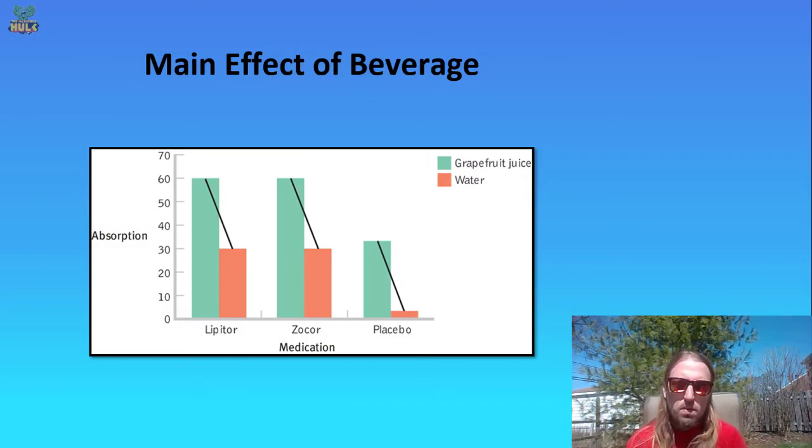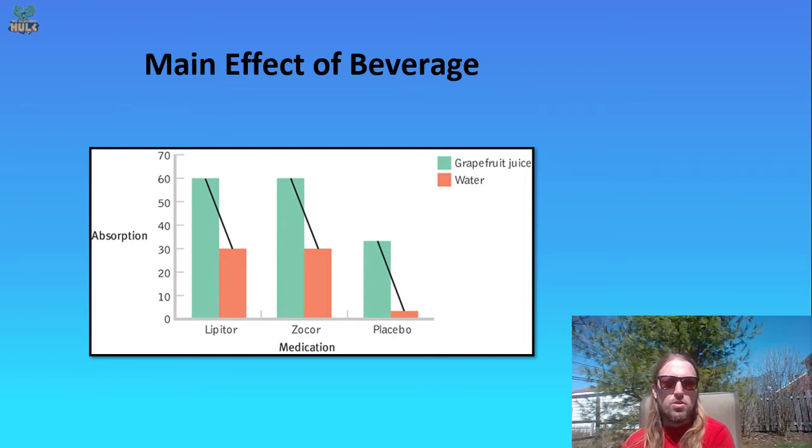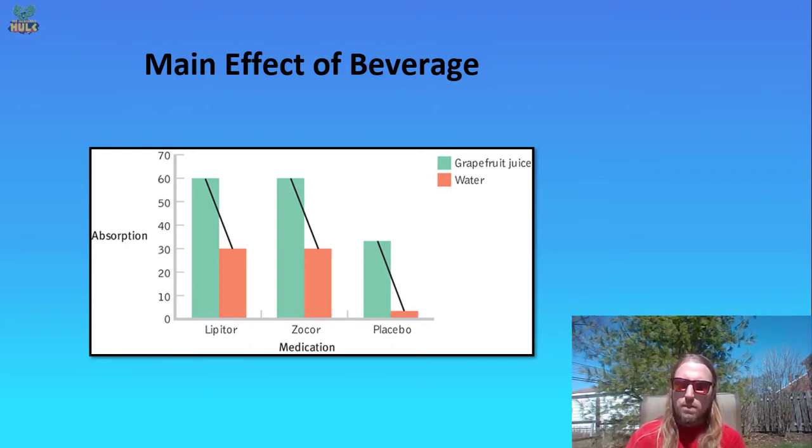We could also, with slightly different data here, which don't reflect our effect, have looked at just a main effect of beverage by itself. If every one of our groups looked just like this, where we had the drop we saw between Lipitor and Zocor, but then we saw a similar drop over in the placebo, then we would have very clearly a main effect of beverage, because in each case where we go from grapefruit juice to water, we have a substantial drop in absorption, right? So the beverage itself creates this difference in absorption levels, where grapefruit juice was always higher than water.